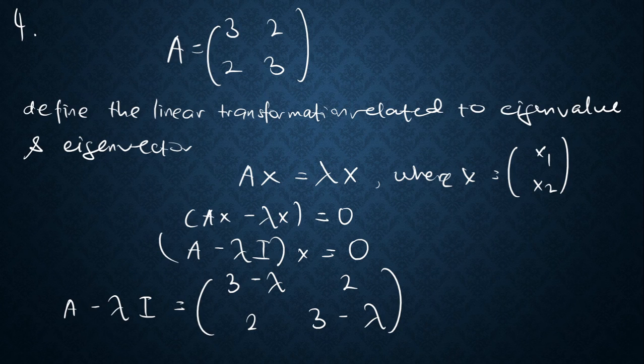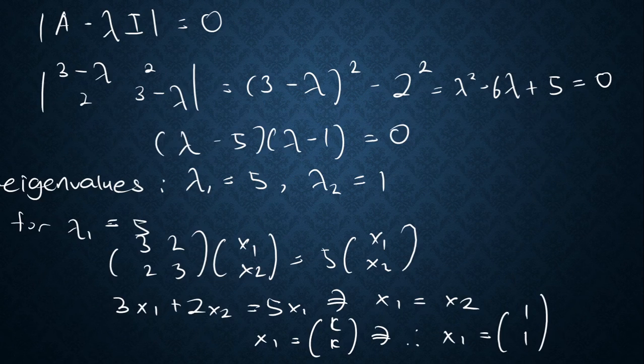So for the last question, it's about eigenvalue and eigenvector. And then we need to define the linear transformation. Ax is equal to lambda x, where x is x1 and x2. Just rearrange it. We have that one important property, which is A minus lambda I. What this means is we need to subtract every diagonal element with lambda. So we get 3 minus lambda, 3 minus lambda. The non-diagonal elements are unchanged.